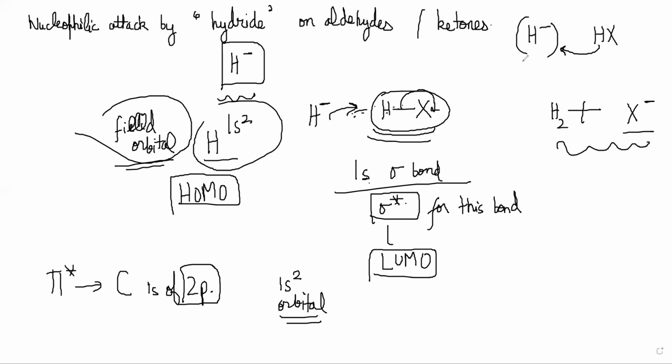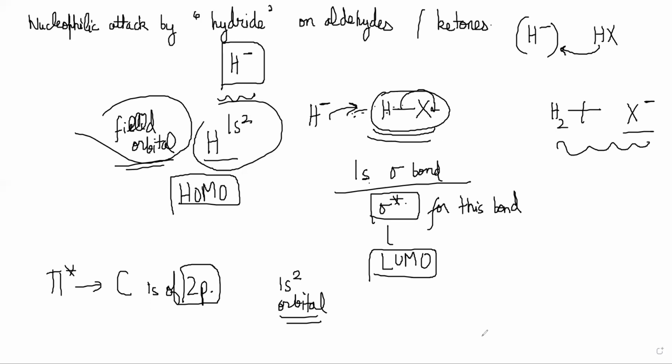The way it can be done is not by direct addition of H minus, but by compounds like sodium borohydride, so BH4 minus. There is a tetrahedral BH4 minus anion. Now we have already seen BH4 minus earlier.